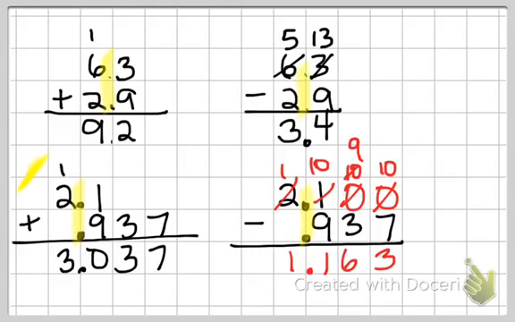Subtraction, the rules are exactly the same. Line your decimals up vertically, borrow and regroup if necessary. Your answer is 3 and 4 tenths.